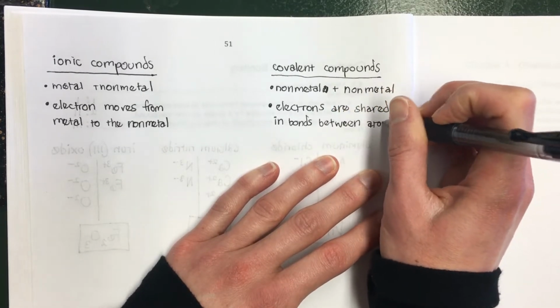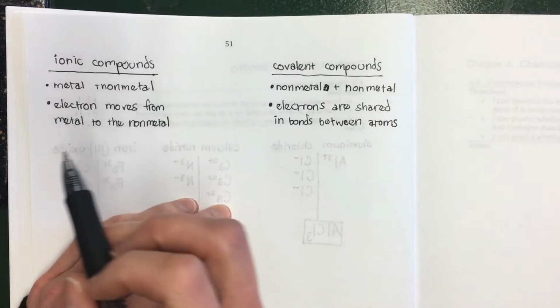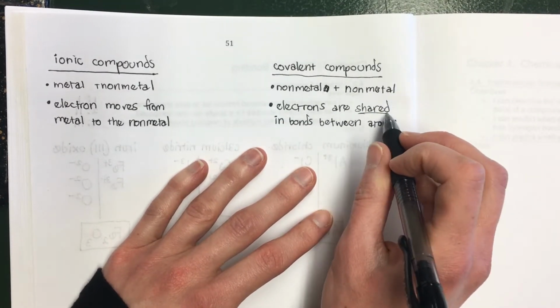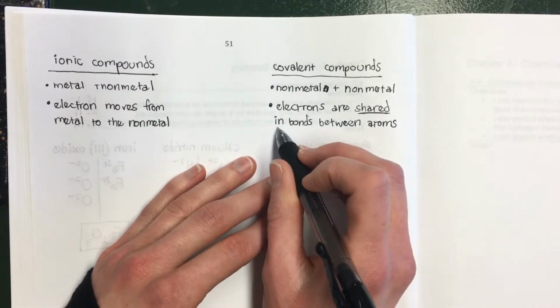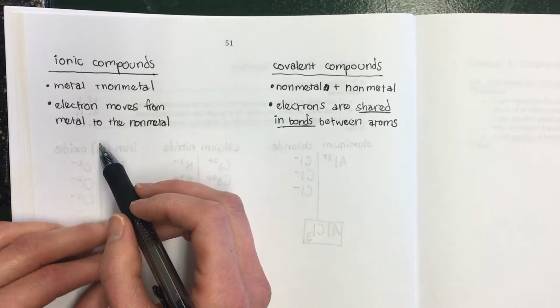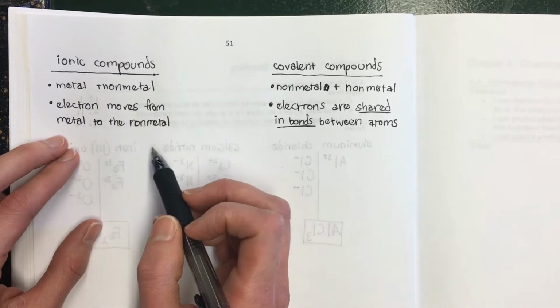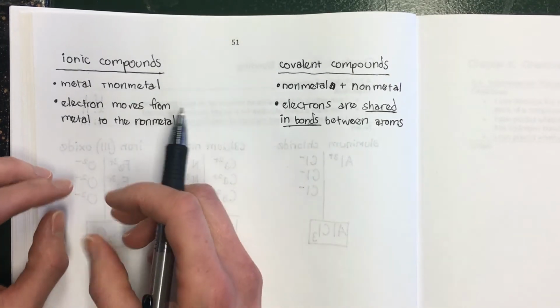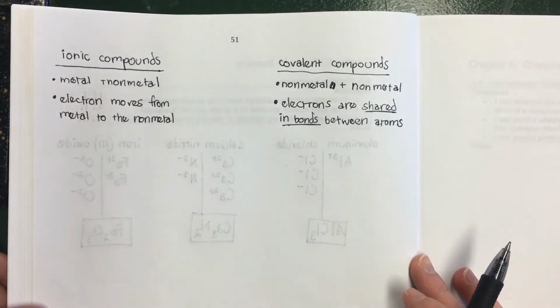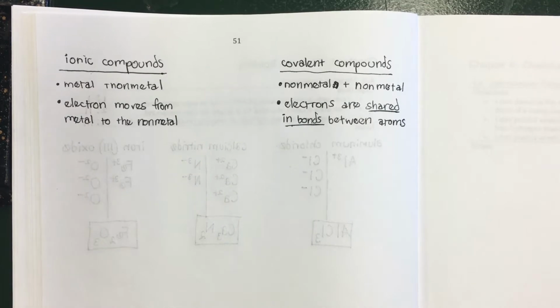Okay, so it's really important that you know those differences between ionic and covalent compounds. Remember, covalent compounds involve sharing electrons in bonds. In ionic compounds, the electron moves, and then the ions that are formed are attracted to each other, but they're not sharing electrons.